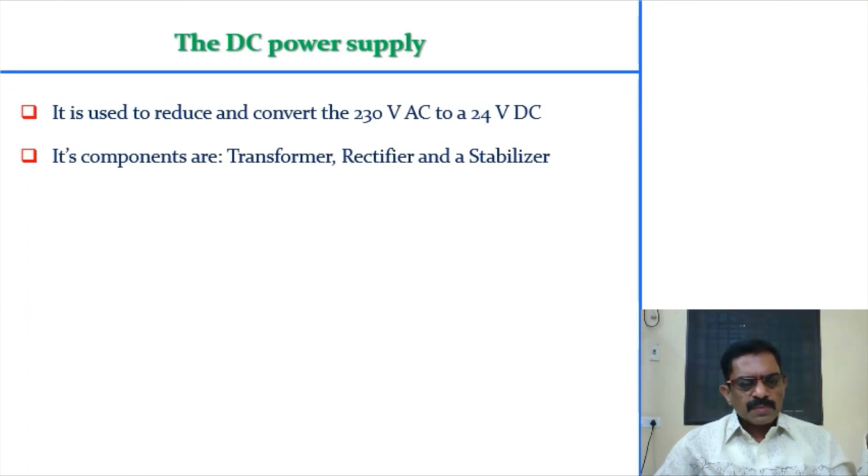The DC power supply is used to reduce and convert 230 volts AC. Normally the AC voltage is 230 volts, and that should be stepped down to 24 volts DC. Its components are a transformer, rectifier, and stabilizer. The stabilizer is required to stabilize the input power to your device, whereas the rectifier converts AC to DC, and the transformer is an AC transformer.